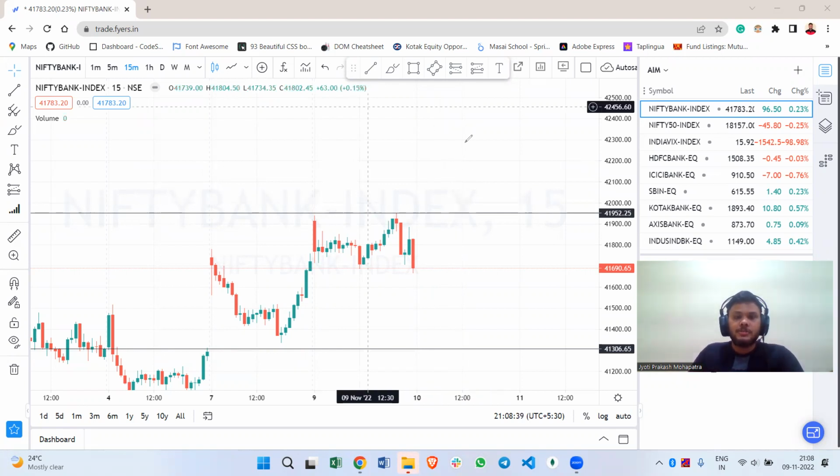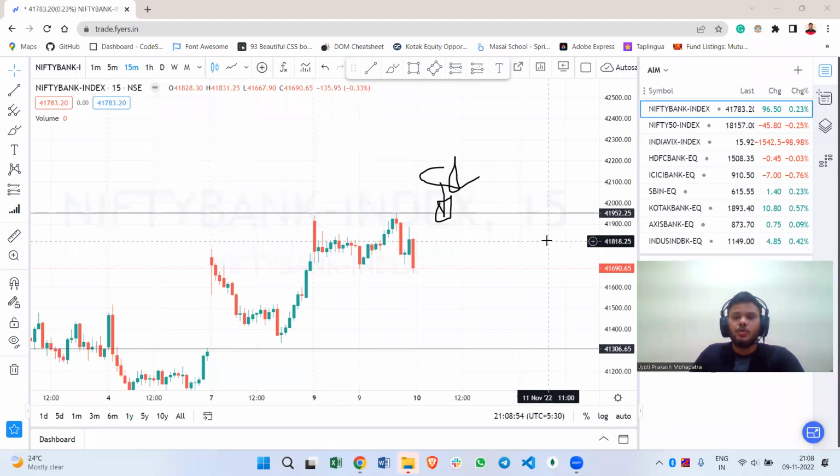And if it opens gap up around 41,950 or 42,000, and shows any negative movement in 5 minutes or 15 minutes, then we can expect some selling pressure there, and our target we can set to 41,755, and the next target will be 41,700.